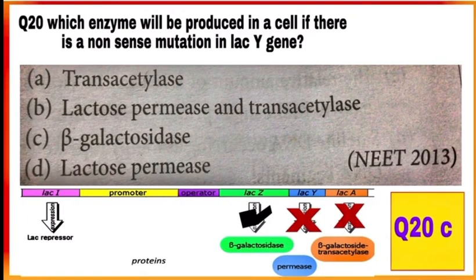Question 20. Which enzyme will be produced in a cell if there is a nonsense mutation in the lac Y gene? See the diagram. If there is a mutation in the lac Y gene, then only one protein, beta-galactosidase from lac Z, will be produced. The rest, permease from lac Y and transacetylase from the lac A gene, will not be produced. So the correct answer is C, mark C.